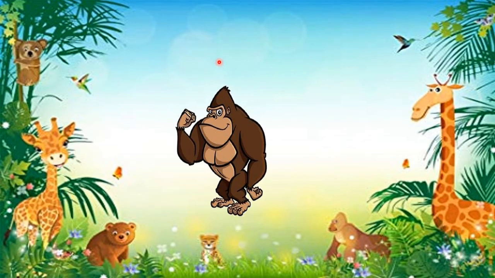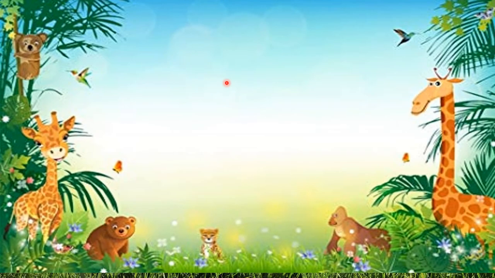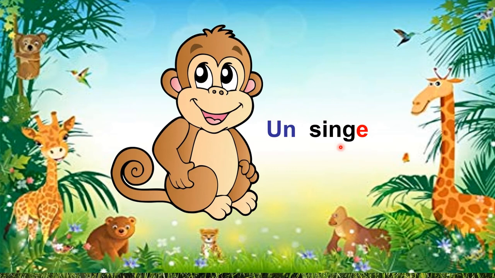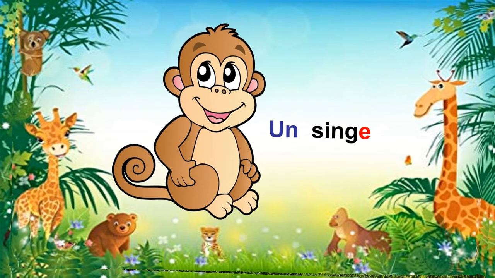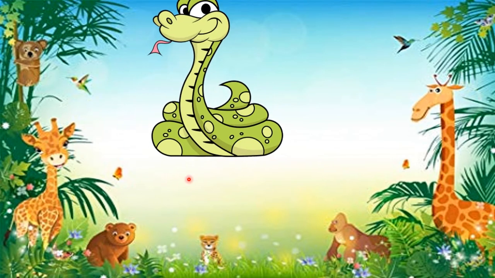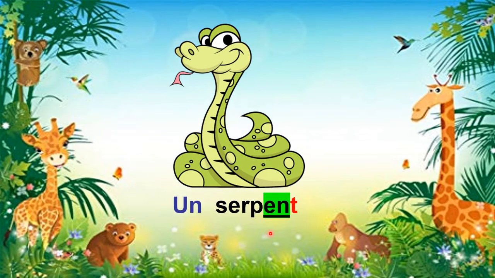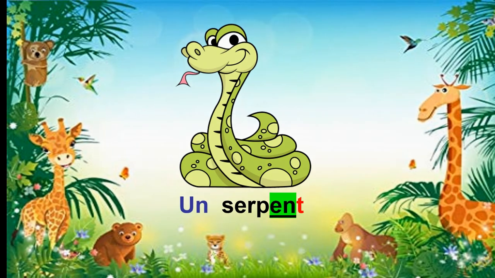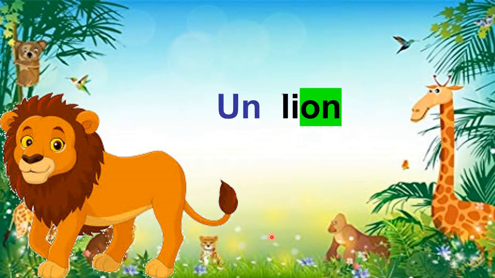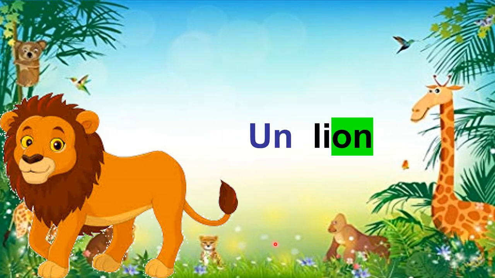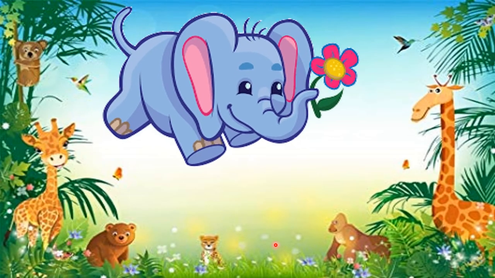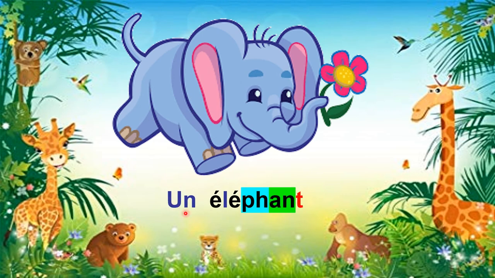After that, un gorille. Look at now, gorille. This one is E. We take it also A after that at the sound. Un gorille. Un singe. Also this one is un singe. Un serpent. After that, un lion. After that, we have also an éléphant. Now, sometimes I say un and sometimes I say an because I have n and the vowel, so I must pronounce it. Un éléphant.